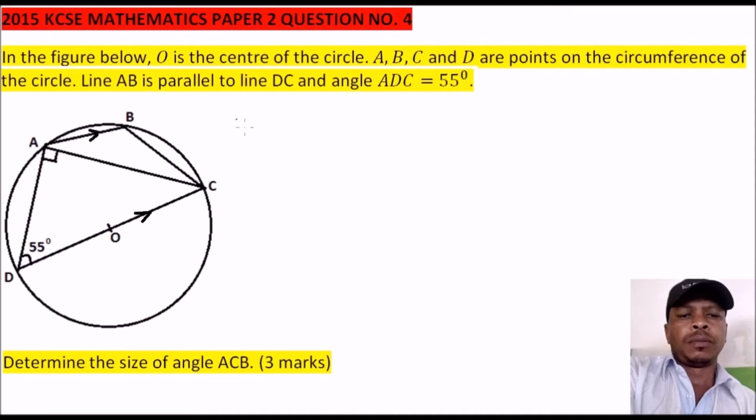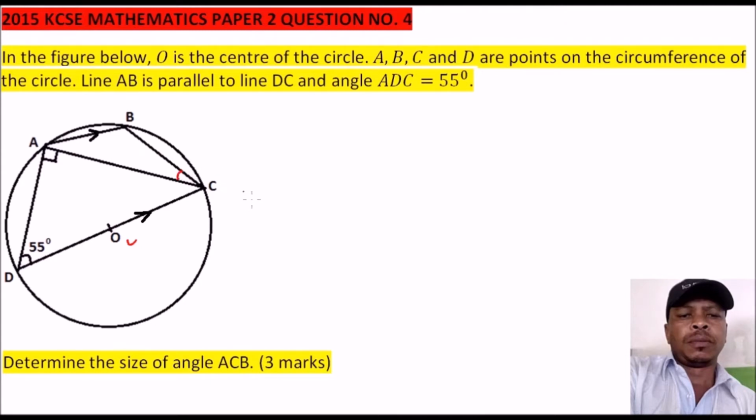Hii video tunaangalia question number 4 2015 mathematics paper 2, na inasema in the figure below O is the center of the circle. So we are given O there. A, B, C and D are points on the circumference of the circle. So we have our A, B, C and D. Line AB, this is our line AB here, is parallel to DC, and we are given angle ADC is equals to 55 degrees. You are required to determine the size of angle ACB. Angle ACB is this angle.